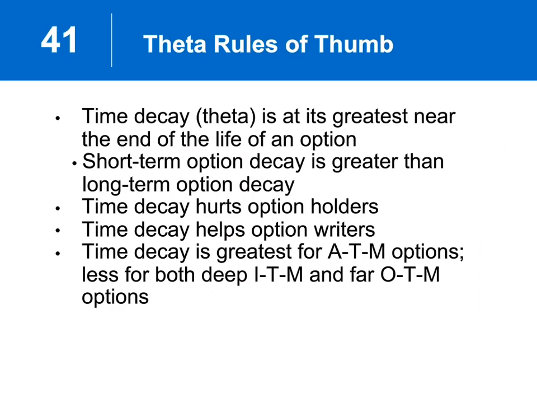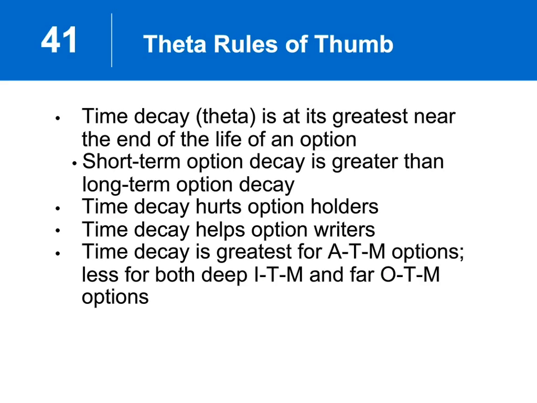Time decay is greatest as we get closer to the end of expiration, which we've mentioned a few times. Short-term option decay is greater than long-term option decay. That's exactly right. Further out in time, the risk from a Greek standpoint is Vega, not Theta. Time decay hurts option holders or owners, and it can help option writers. Again, if a stock moves violently and you're short options, chances are it's not going to be helping you at all.